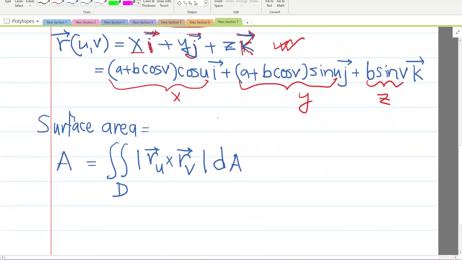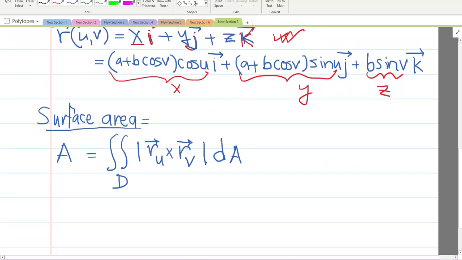Now let's go and find the surface area. So this is the formula, the double integral. The area A equals this double integral of the absolute value of this vector. I'm going to explain what this vector means in a moment, times dA. So it's a double integral where D is the domain, this one.